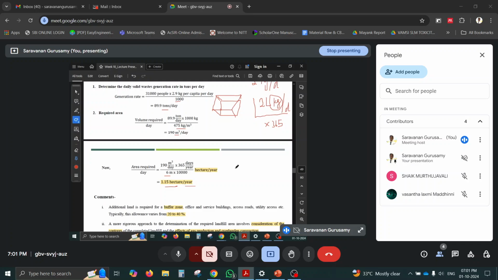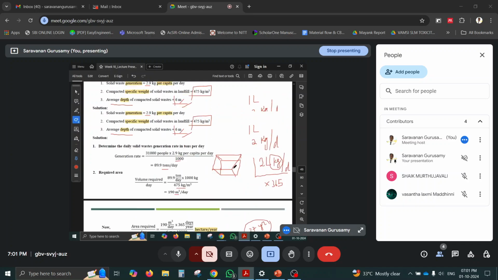Then if I have 40 hectares of area, and I divide by 1.15, I can use it for 35 or 37 years. That's the landfill life I can go up to. After 37 years, I have to look for some other area for the disposal of solid waste.